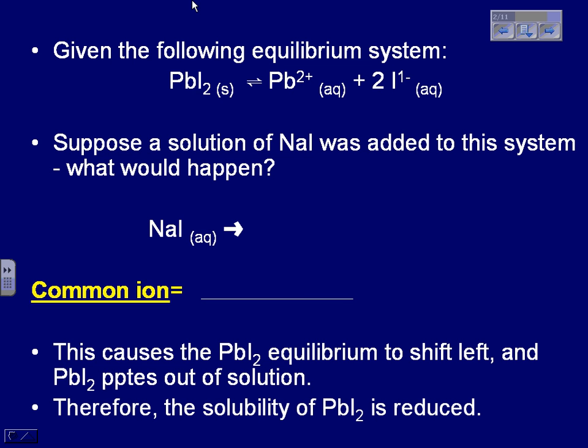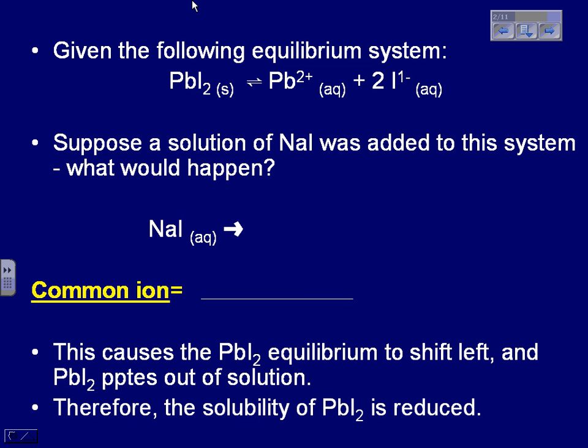Given the following equilibrium system, PbI2 solid dissolving into Pb2+ and 2I-, and then I've got 1 minus or minus 1, it doesn't matter, it could have just been minus. Now this particular slide describes the common ion effect again as a Le Chatelier situation, which is fine. So the question then is posed, suppose a solution of sodium iodide was added to the system.